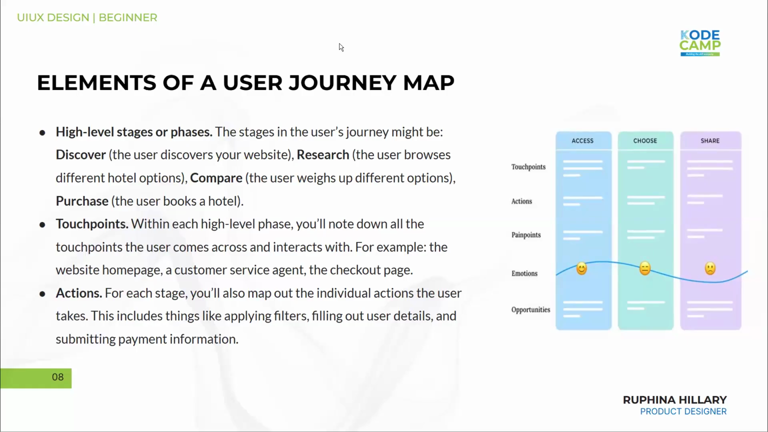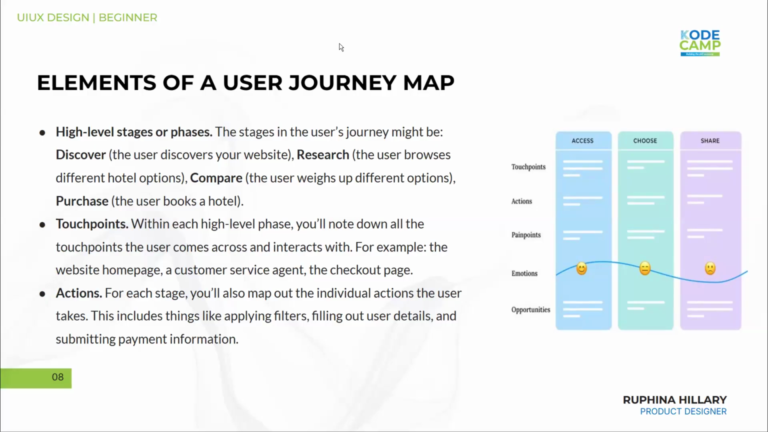So now: discover, research, compare, purchase. You have identified that these four stages are the key high level stages that users encounter when journeying with your product. Usually these high level stages form the columns of your user journey map. A user journey map is done like a table. I just want us to visualize it. We are still going to look into it, but visualize it with me: the high level stages will form the columns of your user journey map.